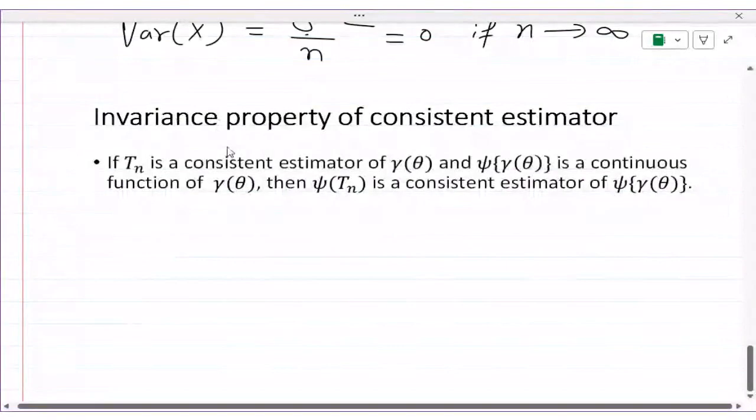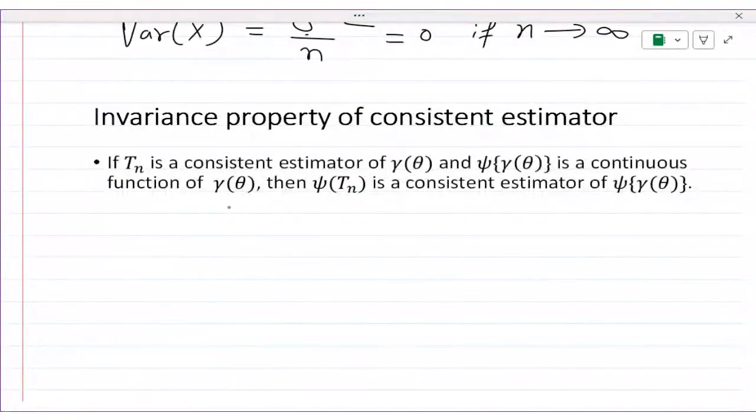Okay, students, in the SC Gupta books, they are using this gamma theta in place of theta. But I prefer the theta only. So in the exam, in place of theta, if you get gamma theta, don't get worried about it. So if Tn is a consistent estimator of some parameter theta, and psi is a continuous function, then psi of Tn is a consistent estimator of psi of theta.